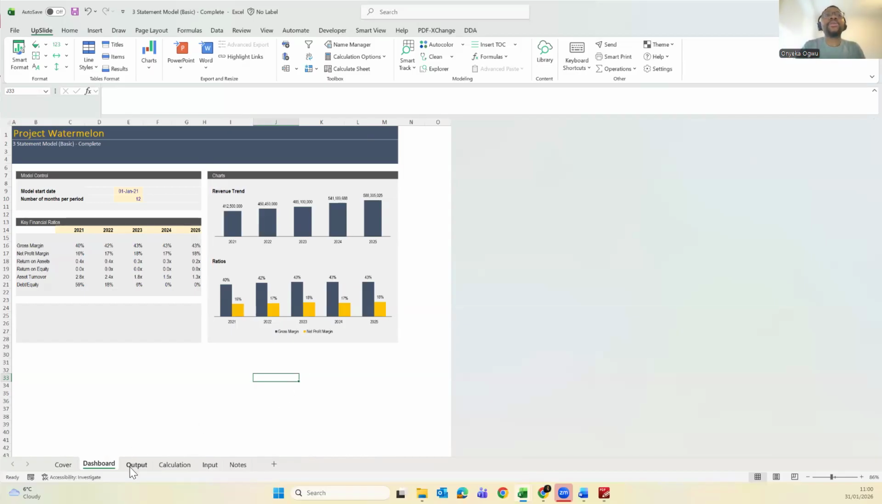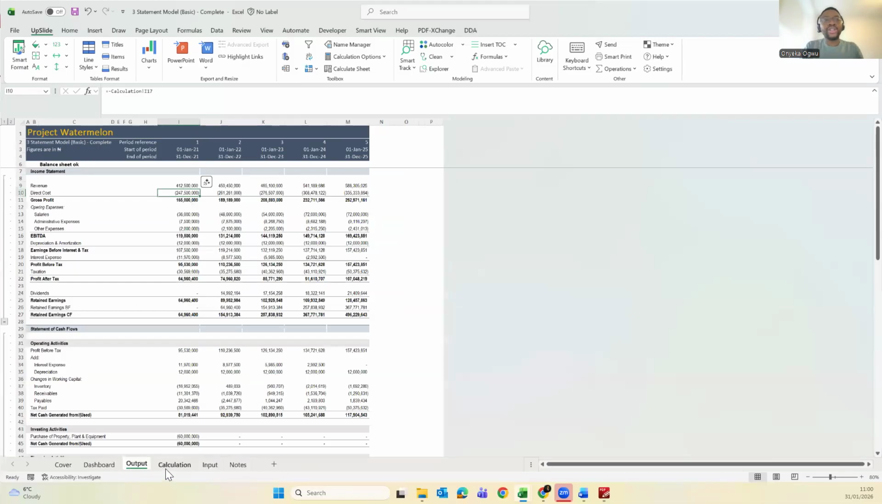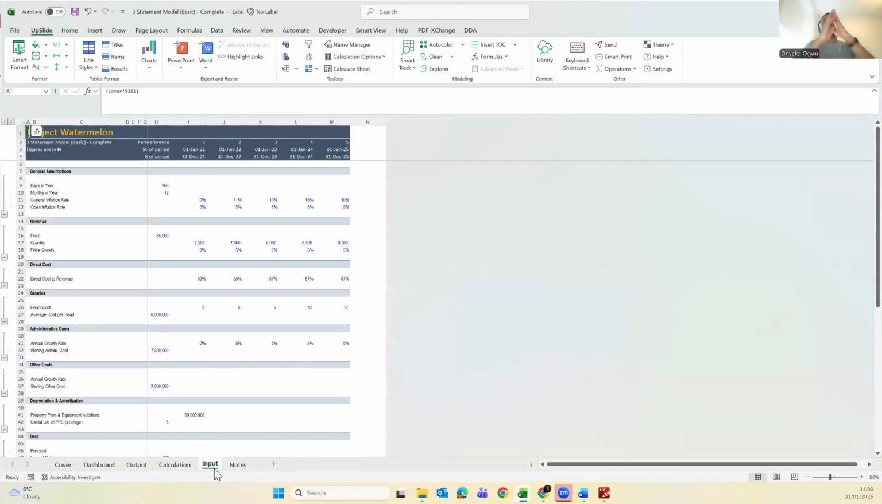This output is more like a financial summary. Calculation is to show your workings. Assumptions is the input sheet. Do you understand? Yes or no? Yeah. Okay, perfect. Now, so that is where we are. That's where we are going to, right?